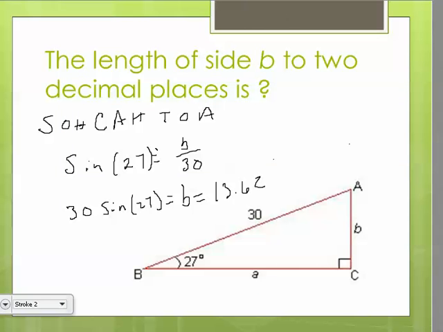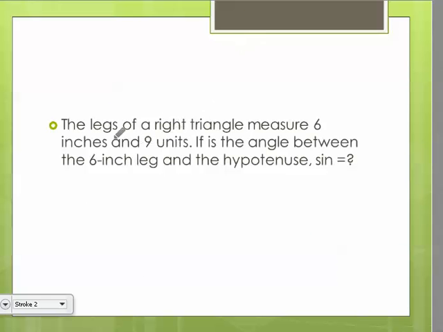Okay. The legs of a right triangle measure 6 and 9 units. Well, that means if I've got a right triangle, I might as well just draw a little right triangle here. Right angle there, and a triangle like this. And the legs, these sides here, are 6 and 9 inches. If the angle between the 6-inch leg and the hypotenuse, and that's what we're trying to find.